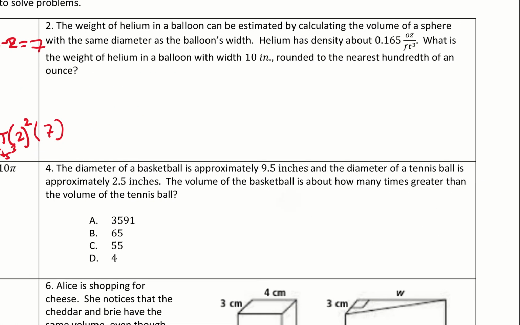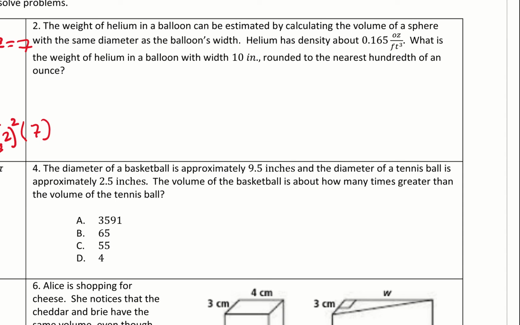All right, so number 2, the weight of helium in a balloon can be estimated by calculating the volume of a sphere with the same diameter as the balloon's width. Helium has a density of about 1.165 ounces per feet cubed. What is the weight of the helium in a balloon with width 10?